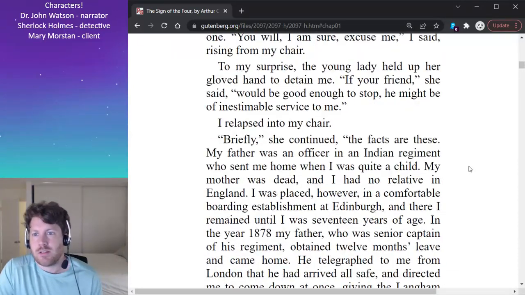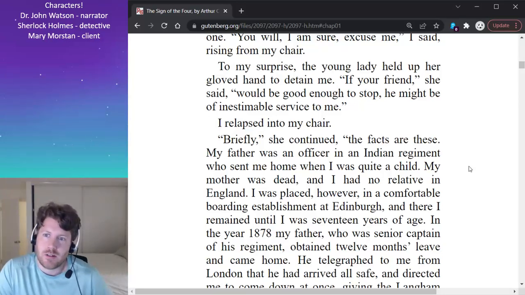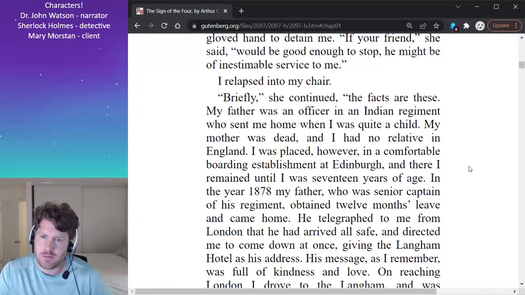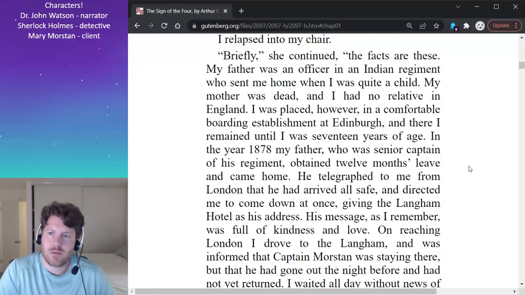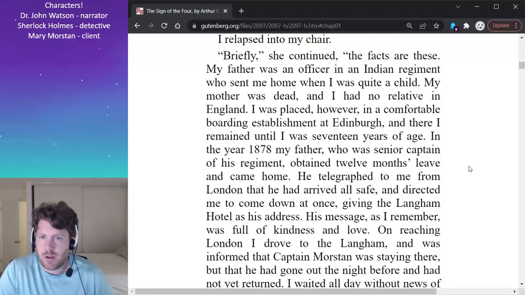To my surprise, the young lady held up her gloved hand to detain me. "If your friend," she said, "would be good enough to stop, he might be of inestimable service to me." I relapsed into my chair. "Briefly," she continued, "the facts are these. My father was an officer in an Indian regiment who sent me home when I was quite a child. My mother was dead, and I had no relative in England.